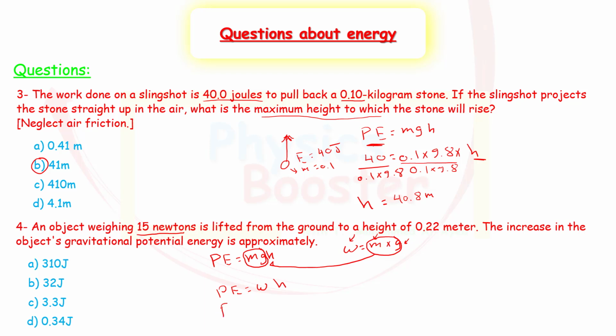We can say that the potential energy in this case is equal to the weight, which is 15, multiplied by the height, which is equal to 0.22. This will give us an answer equal to 3.3 joules. Okay?